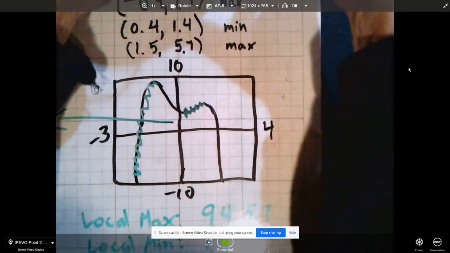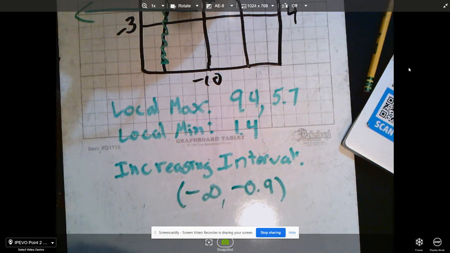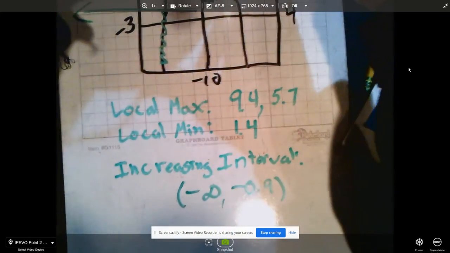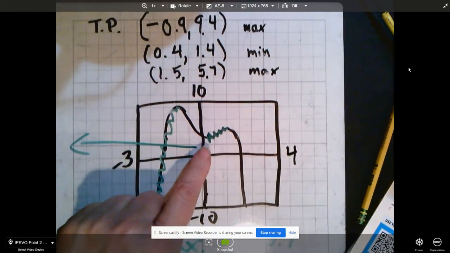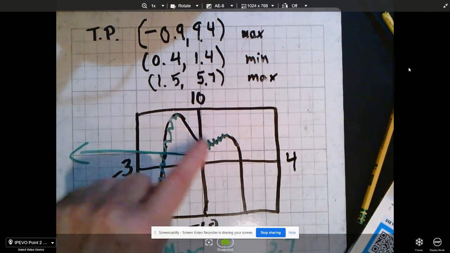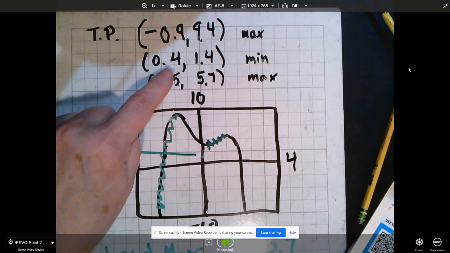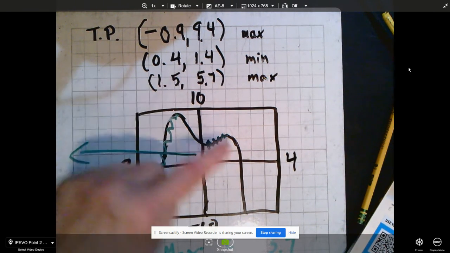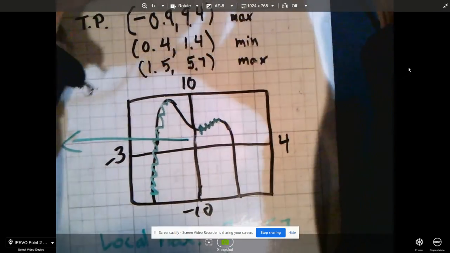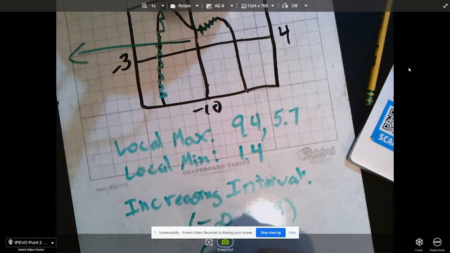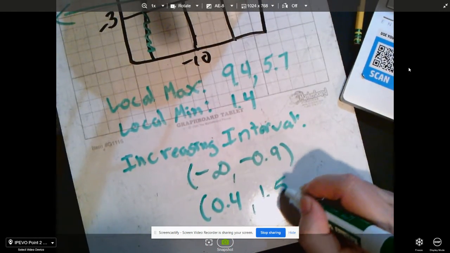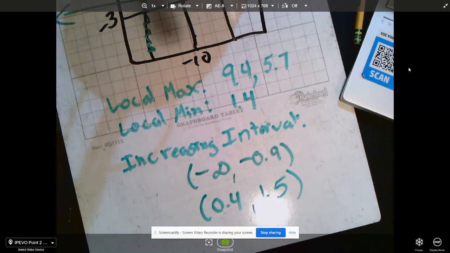So my first increasing interval is written in what we call interval notation, where I'm going to put parentheses. My first X is negative infinity, and my second X is -0.9. Now, my next increasing interval, I'm going to start at the X value of my minimum. So I'm going to start at 0.4, and I'm going to end at the X value of this maximum, which is 1.5. So this one is going to be written as 0.4 and 1.5. So those are my increasing intervals.